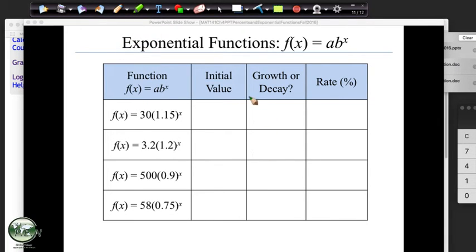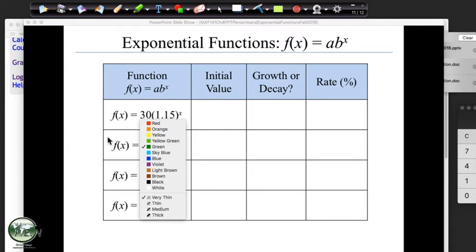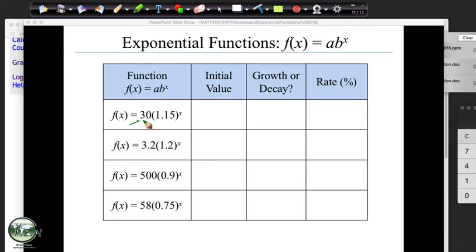fun. So what's our initial value when we look at this equation? 30. So the number in front, remember this has the percentage in there. Is it growth or decay? Well, it's above 1. Remember, we start to think of this as 115%. So to get back to a percentage, we multiply by 100.